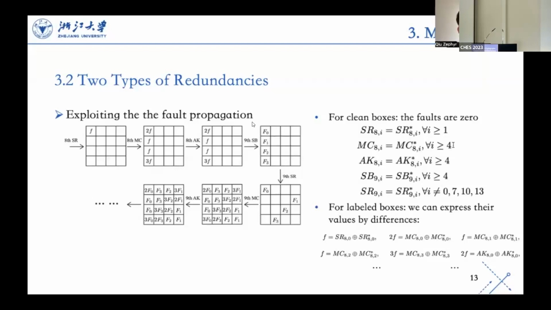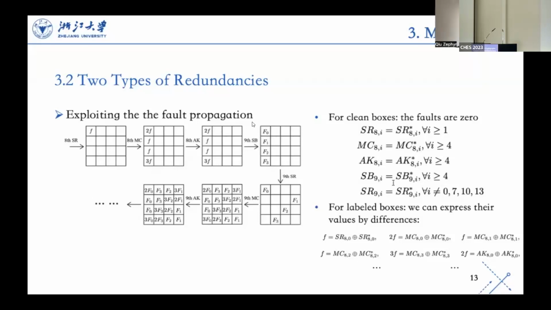The faults after a nonlinear operation are not directly related to the ones before this operation. So we will introduce new variables to represent the faults. For example, after the 9th sub-bytes operation, the faults on the first column are new variables big F0, big F1, and so on.